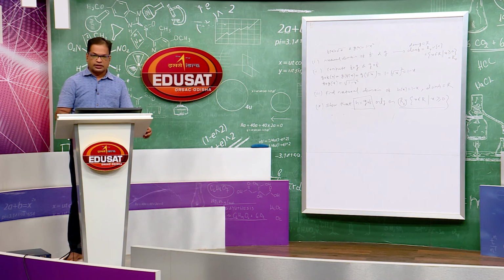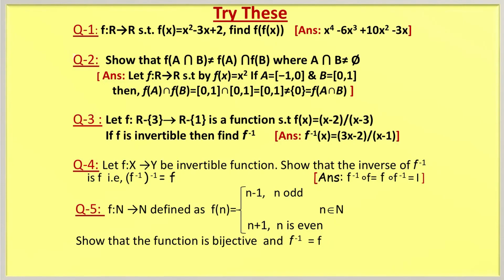So, these are some questions on the screen. They are actually for you as homework, but you try to solve these questions. Let us see the first question. The first question: f from R to R such that f(x) is equal to x square minus 3x plus 2. Find f of f(x). Finding f of f(x) is actually nothing but function composition. So, what is given?